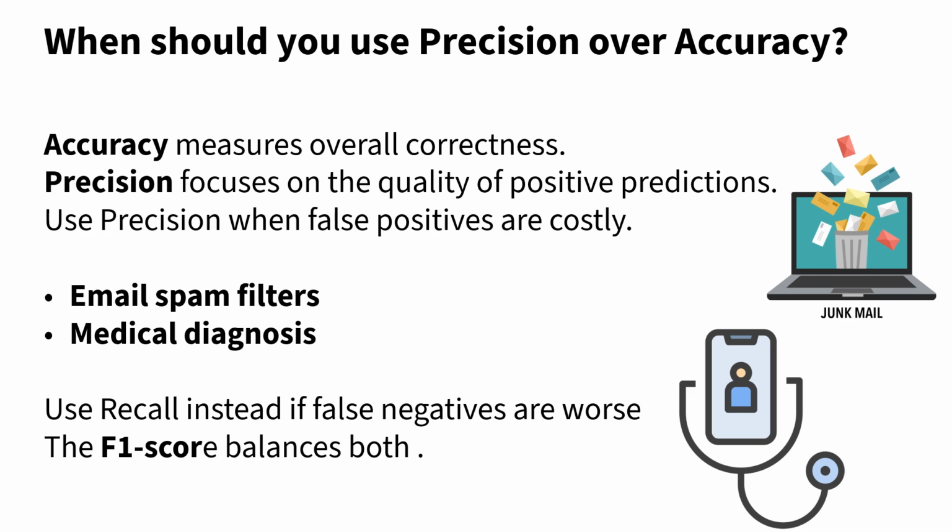For example, in email spam filters, don't mark real emails as spam. In medical diagnosis, avoid falsely diagnosing healthy patients. Use recall instead if false negatives are worse, for example, in missing actual cancer cases. The F1 score balances both when you care about precision and recall.